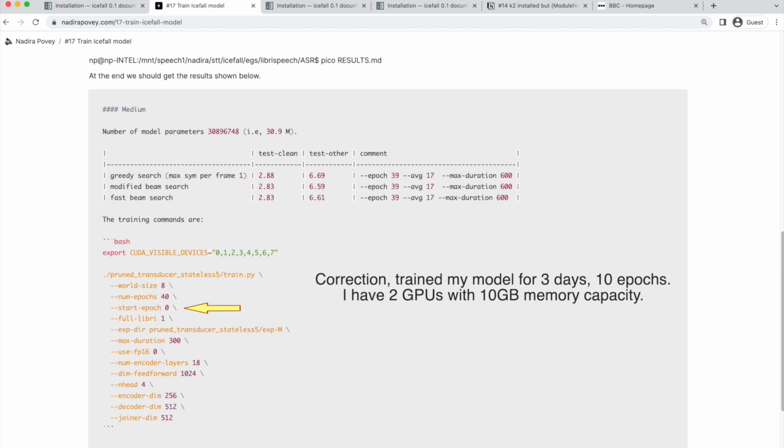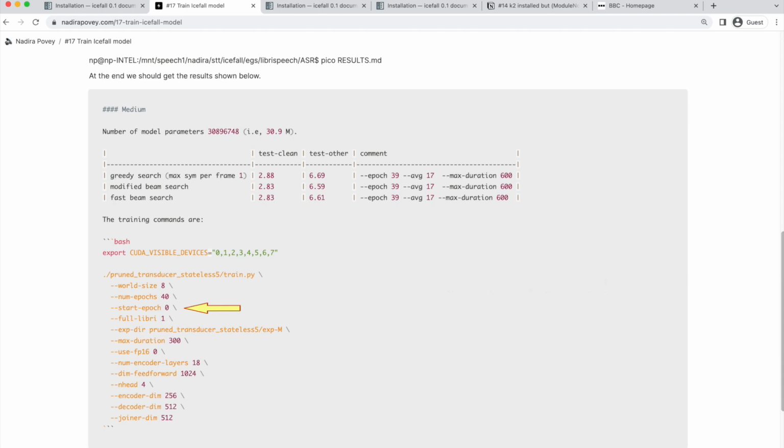Changed start epoch to 1. Don't remember why. I also had to change the max duration parameter from 300 to 100. Otherwise, I kept running out of memory because my GPU card has 10 GB memory capacity. It is my understanding 300 is for GPU cards with 20 GB memory capacity.